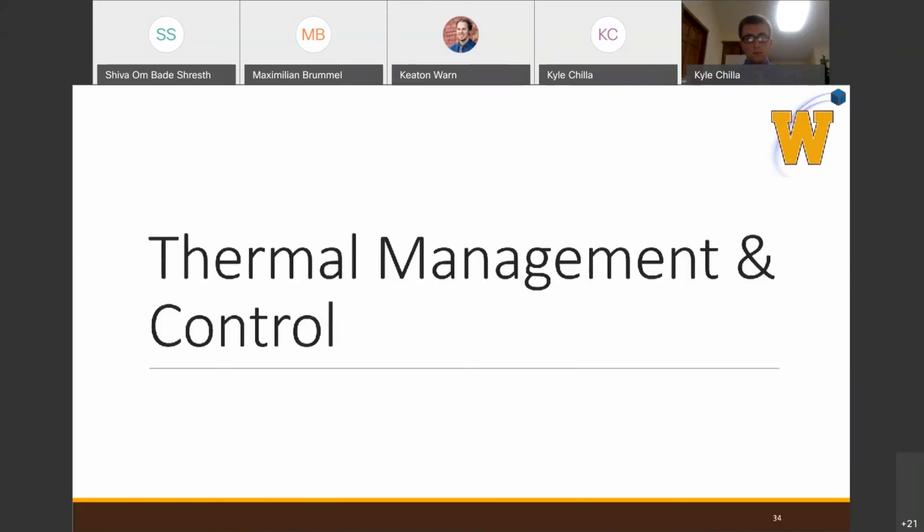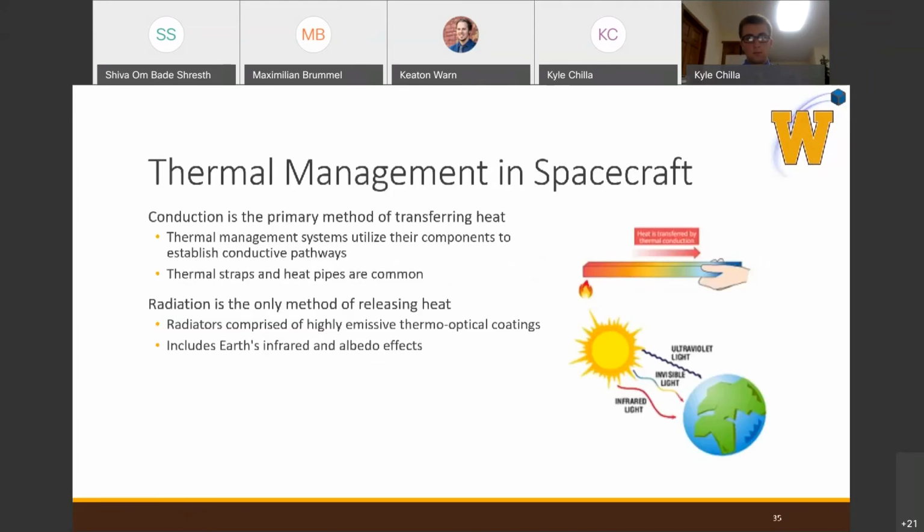Moving on to thermal management and control. Thermal management in spacecraft is dependent primarily on conduction and radiation. Conduction is the primary method to move heat within the satellite. This can be done utilizing thermal control components to establish conductive pathways that allow for specific control of heat transfer between two locations. The only way to release heat is through radiation on exterior surfaces. Highly emissive coatings allow for the maximum amount of radiation out of a satellite, and this is dependent primarily on surface area, so controlling radiative surface sizing is important. The exterior of our satellite is black anodized aluminum, which has a very high absorptivity and emissivity.